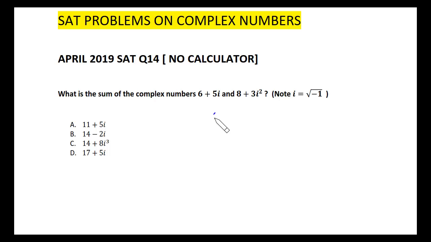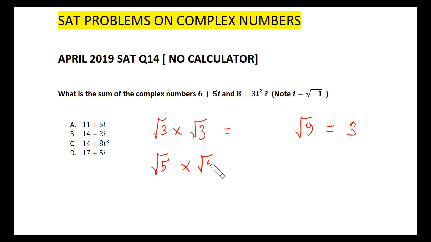Let's go back to our basics. We have, let's say, square root of 3 times square root of 3. We all know that this is actually square root of 9. 3 times 3 is 9, and the final answer is 3. Similarly, if we have square root of 5 times square root of 5, we basically know that this is square root of 25, and the final answer is actually equal to what now? 5. Good.